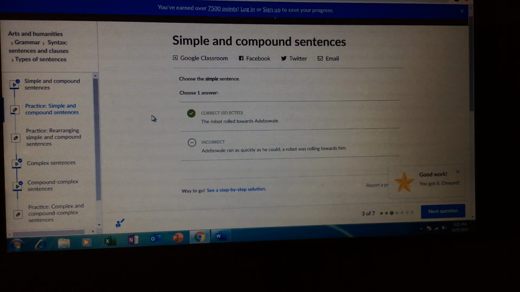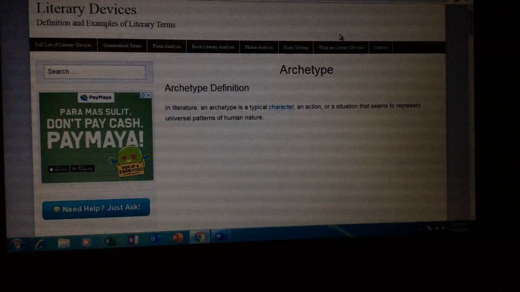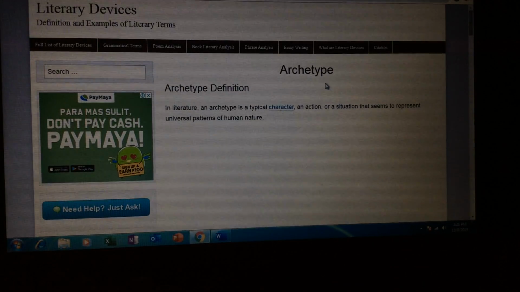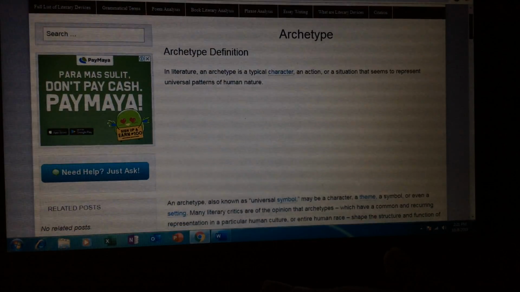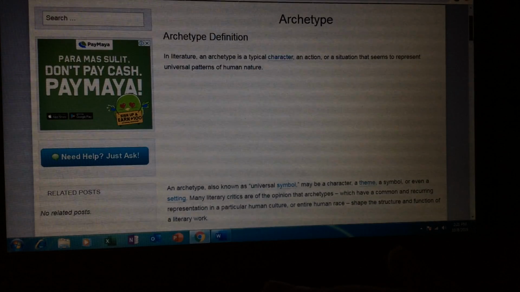On Thursday, I will give you some practices, activities about simple, complex, and compound sentences. So now we proceed to our second topic, which is the archetype. Okay. Are you ready? We are finished in our first part, so now we're going to the second part of our lesson, which is the archetype.